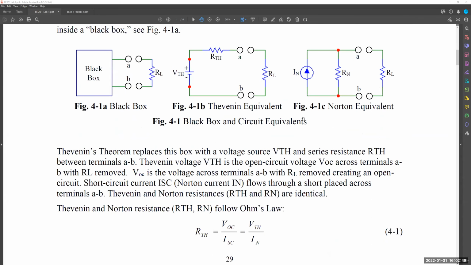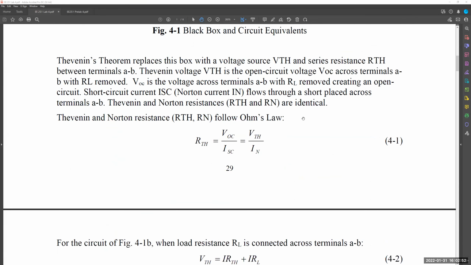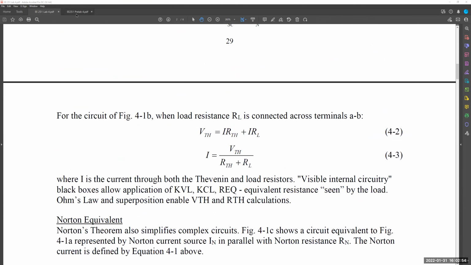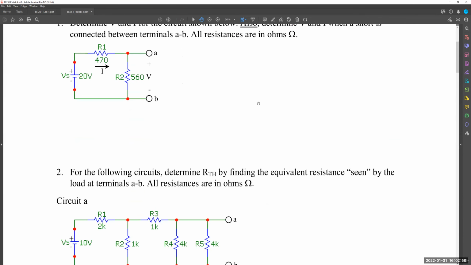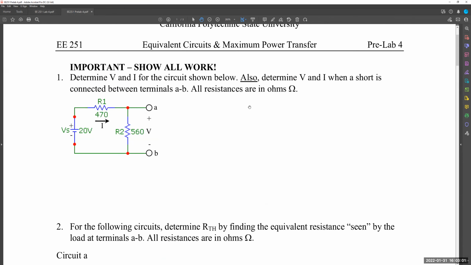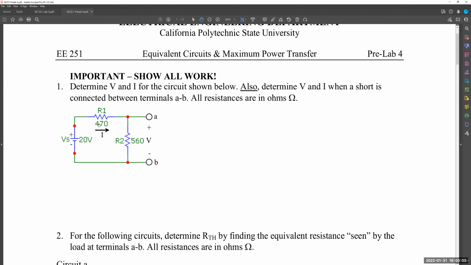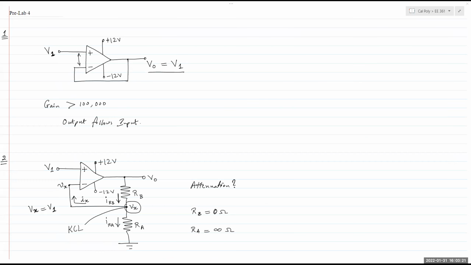Okay, so let's take a look at the PreLab questions. In this PreLab, we have 6 questions. The first one asks you to determine the voltage and current for the circuit shown below. This is just to get you started and prepared at calculating the voltage at any output terminals. So let's take a look at how we are going to solve this. And let's switch over.